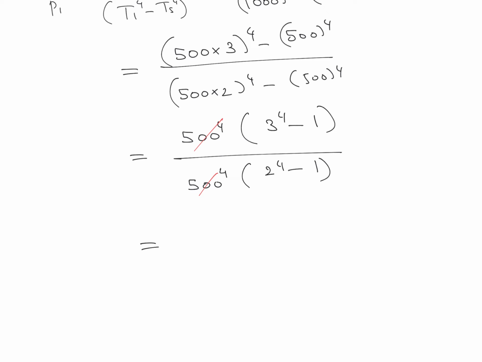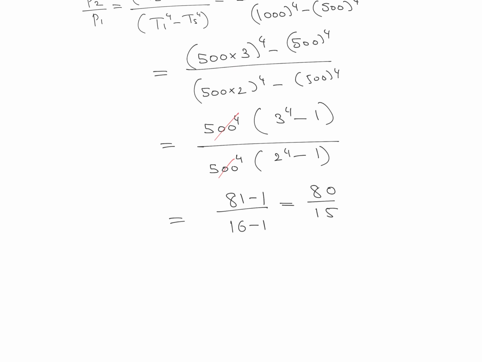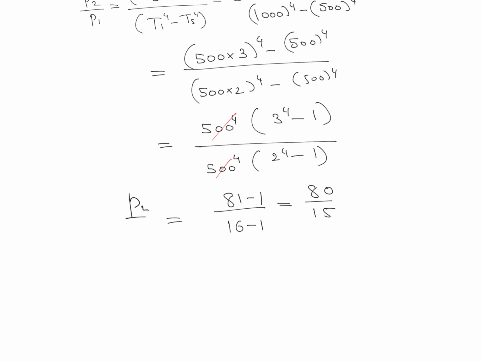So 3 raised to 4 is 81, minus 1 is 80, divided by 2 raised to 4, which is 16, minus 1, that is 15. This is the value of P2 divided by P1. In the question, the value of P1 is given as 60, so we can write 60 into 80 divided by 15. We can cancel 60 by 15, which gives 4, so the answer is 320.